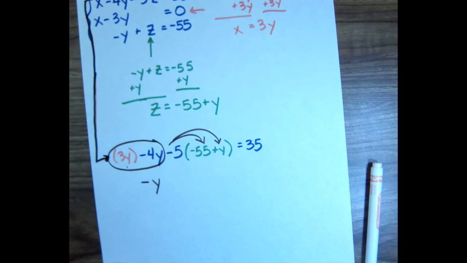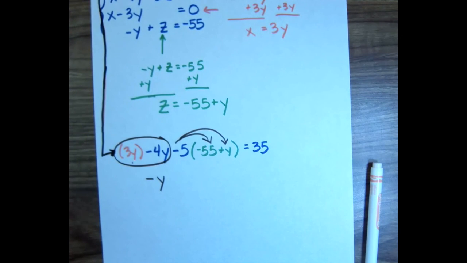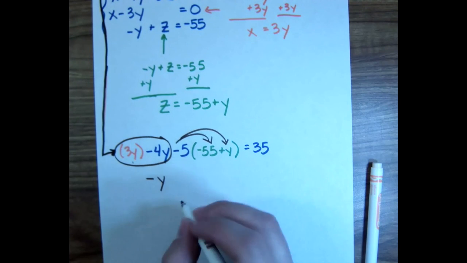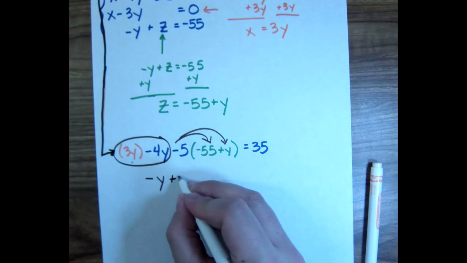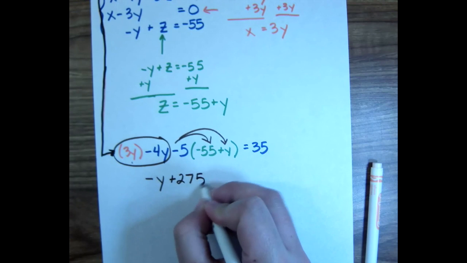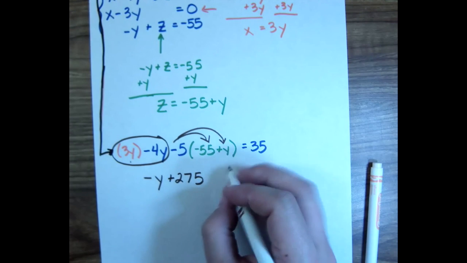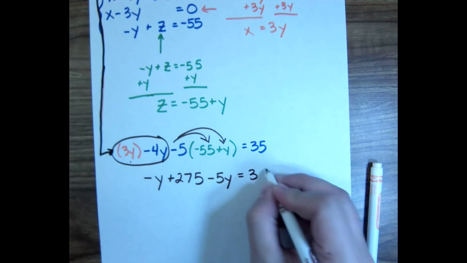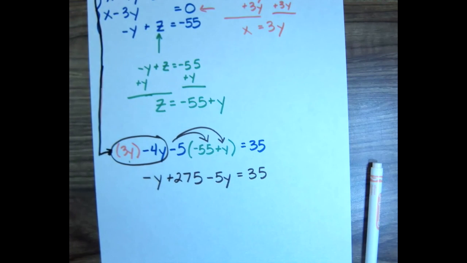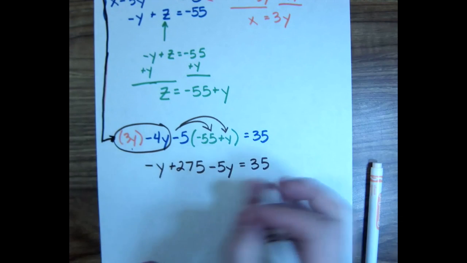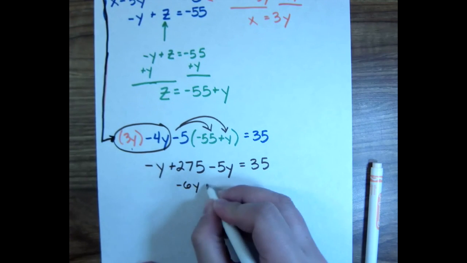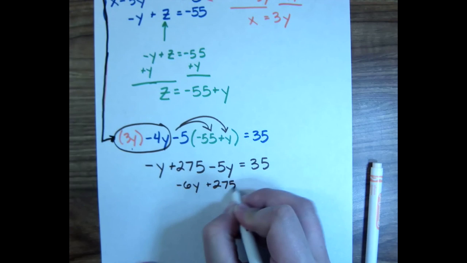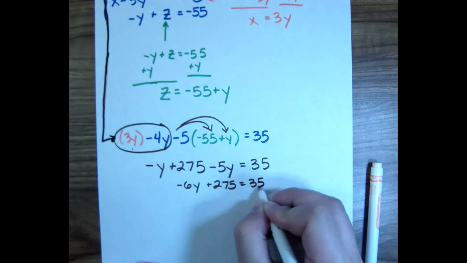What's minus 5 times negative 55? Positive 275. Negative 5 times y is minus 5y. Cool. Okay, let's combine the y's. Negative 6y plus 275 equals 35.